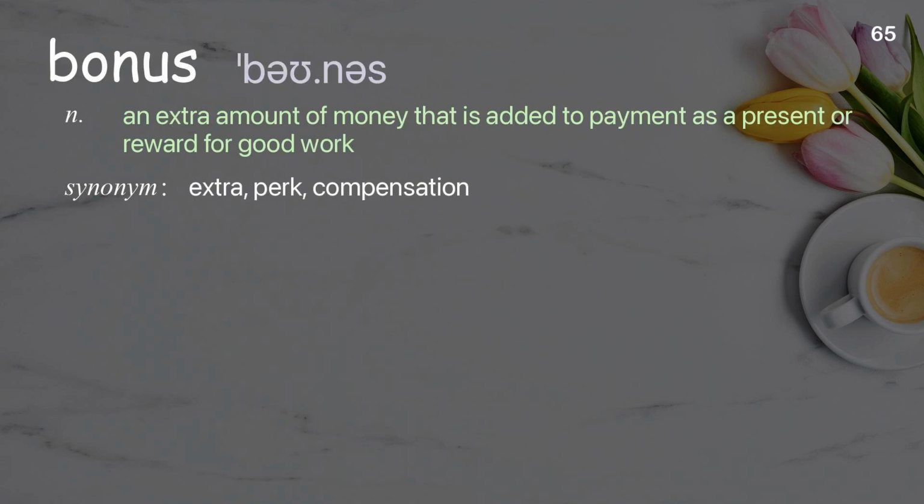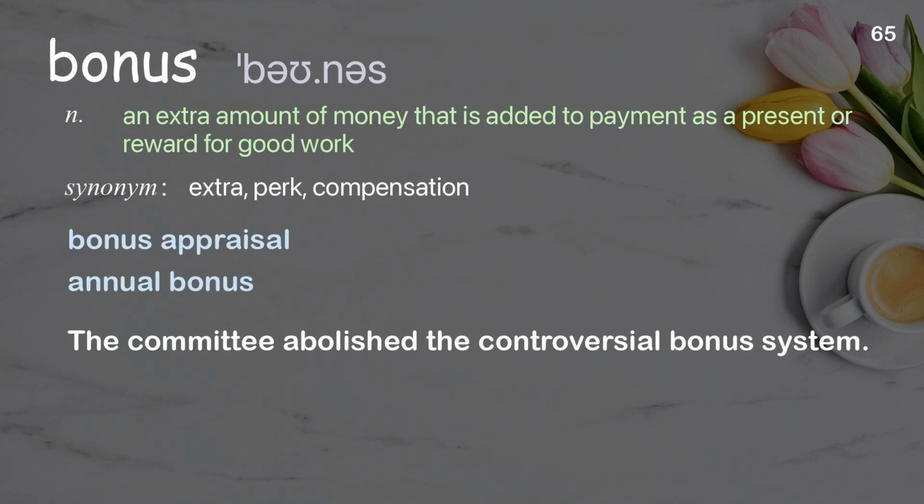Bonus. An extra amount of money that is added to payment as a present or reward for good work. Examples. Bonus appraisal. Annual bonus. The committee abolished the controversial bonus system.